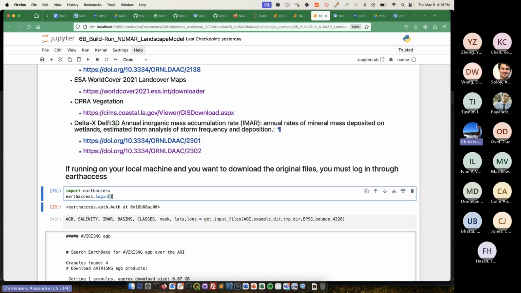Then we also use the output from the Delft3D, I think it's called the broad scale sediment model. This is not the model that Ali showed. It's one that is already on the ORNL DAAC. It was run in the Atchafalaya and the Terrebonne basins. You don't need to download the whole thing, but one of the products is called the inorganic mass accumulation rate, or IMAR, and that is what we're using as the deposition on top of the marsh.